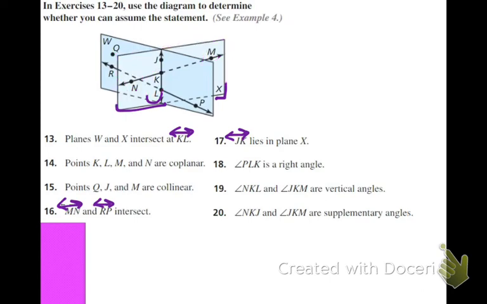The next one says points Q, J, and M are collinear, which means they would be on the same line. Are they on the same line? No. And then last is MN. Sorry, I should draw it correctly. MN and RP intersect. They do not. Most people think they intersect here, but I know my drawing isn't pretty, but what do these dot dot dots mean? It's behind it, yeah. So you can do the last 4.